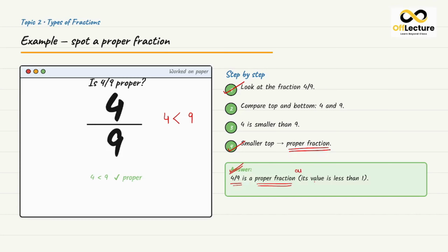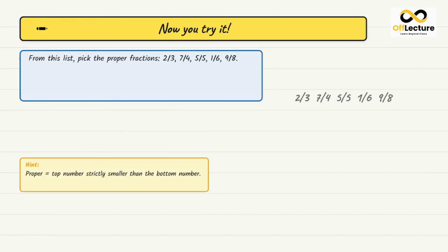because its value is less than 1. Now you guys try it. Pause the video and try this: from this list, pick the proper fractions: 2 by 3, 7 by 4, 5 by 5, 1 by 6, and 9 by 8. Always remember the hint that the top number should be strictly smaller than the bottom number. That is, the numerator should strictly be smaller than the denominator.